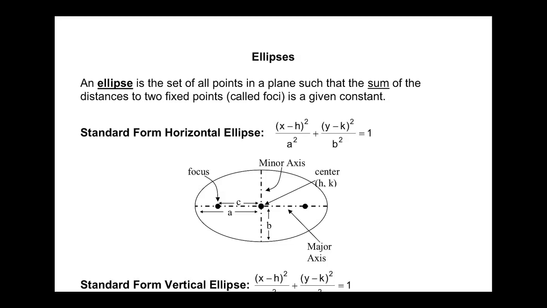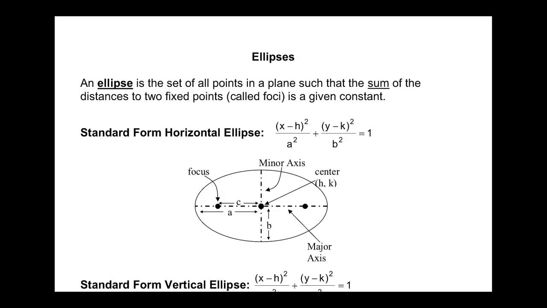With the equation that you see for this page, I want you to keep in mind that it's a little different than circles in the sense that it has denominators and it no longer has a radius. So let's go ahead and look at the information that's on this first page. An ellipse is the set of all points in a plane such that the sum of the distances to two fixed points called foci is a given constant.